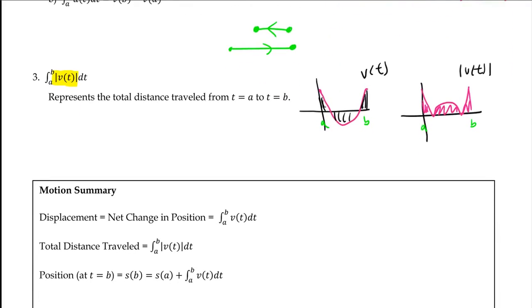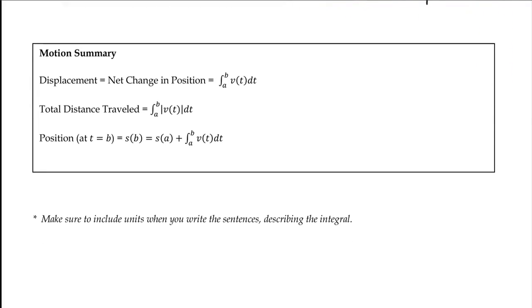Okay, so motion summary. Again, if they ask you for displacement, it just means the net change in position and you just integrate the velocity function. But if they want total distance traveled, you have to make sure you put absolute value so that you count that negative piece, which means going backwards or down, as distance. And then if you want the position at a certain value, what you're going to do is take the net change in position, so how much it changed by, and add on to where you started.